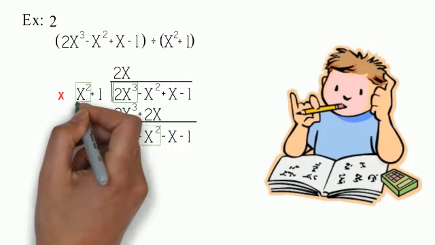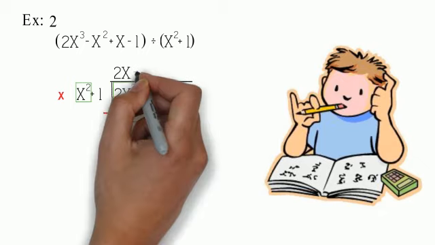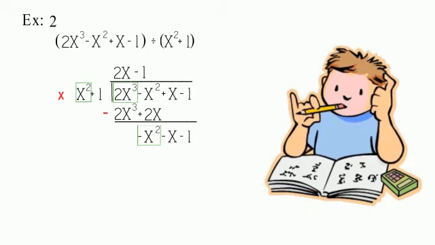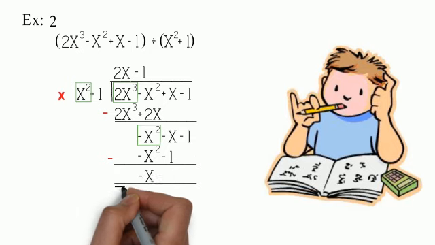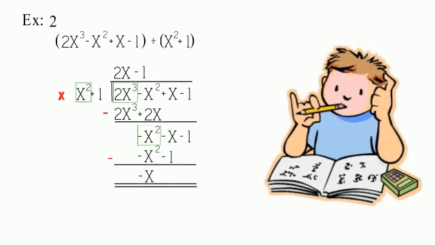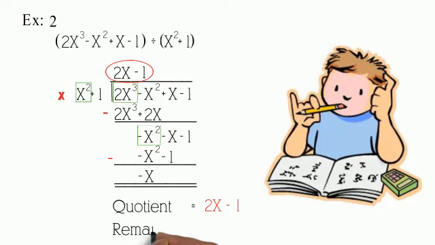Again, we divide minus x squared by the leading term. We get minus 1. Then we multiply it with x squared plus 1. We get minus x squared minus 1. When we subtract, we get minus x. We stop here because the remainder's degree is less than the divisor. So we get quotient as 2x minus 1 and remainder as minus x.